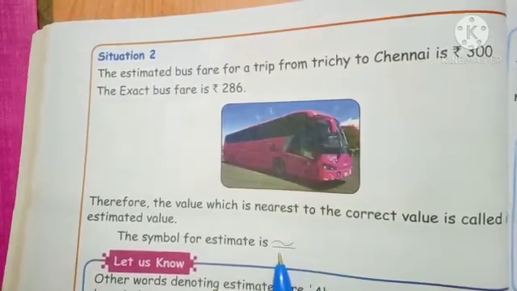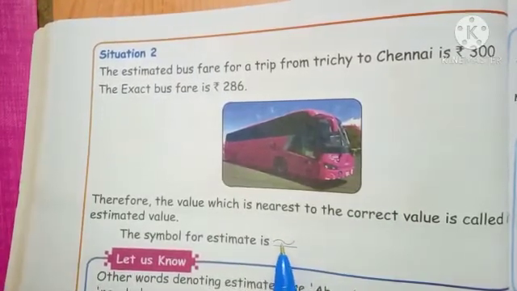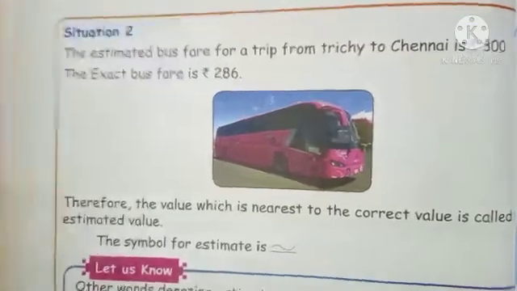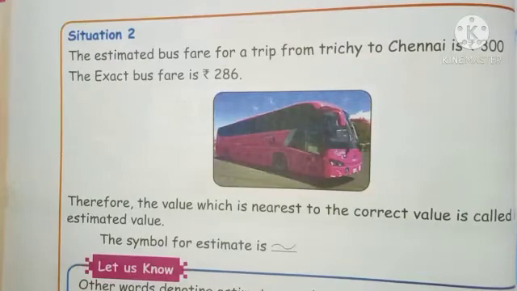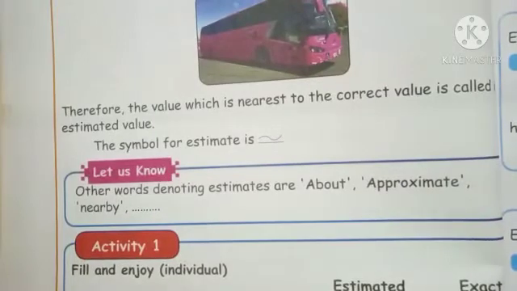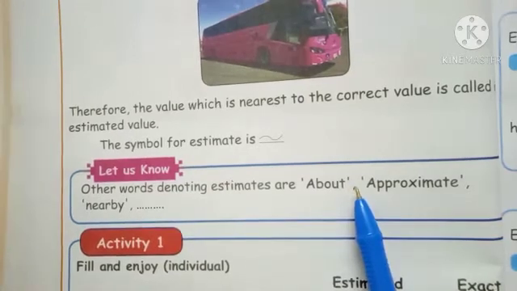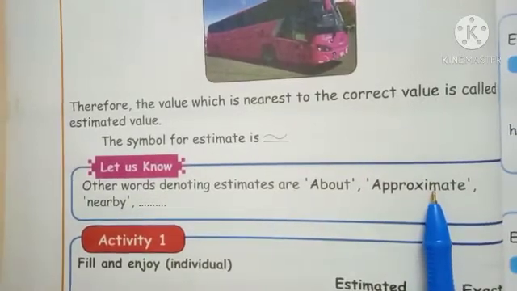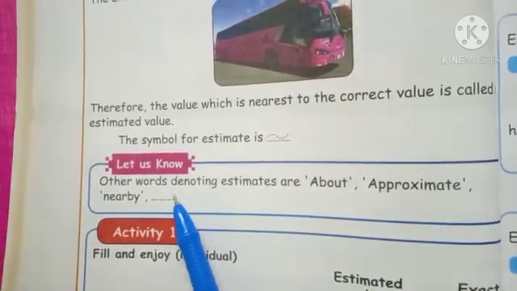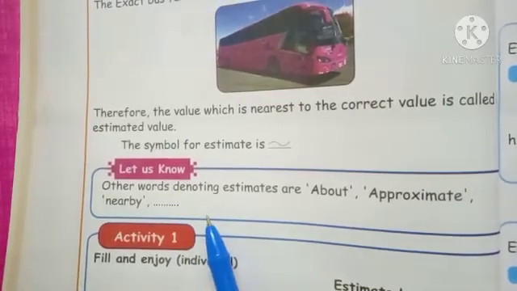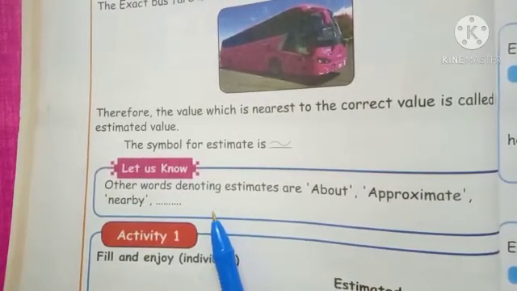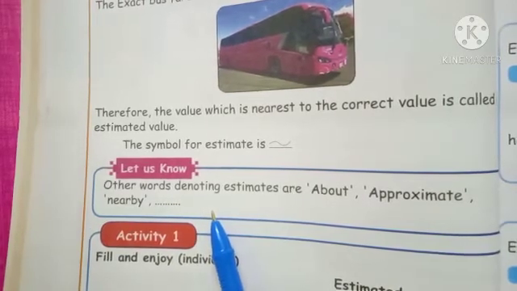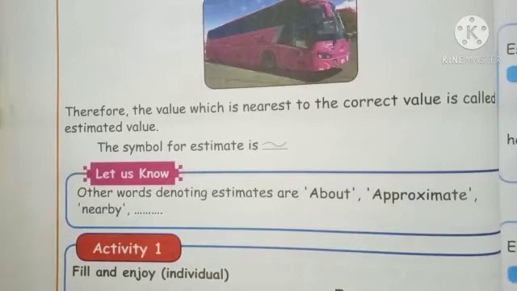For estimation you should write this symbol, the estimation symbol. Estimation means the word about, approximate, or nearby. It is used for denoting about. So 300 means about 300 rupees, or approximately 300 rupees, or a number near 286. These are the three ways given to you in your textbook. Use these kinds of values to pay the amount.